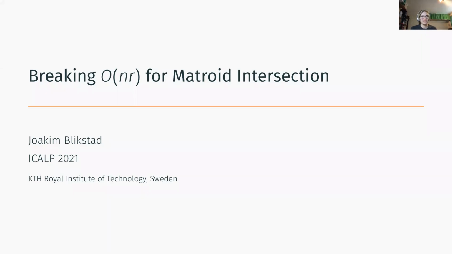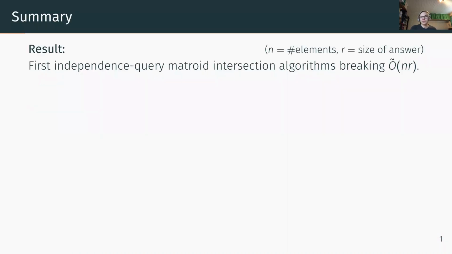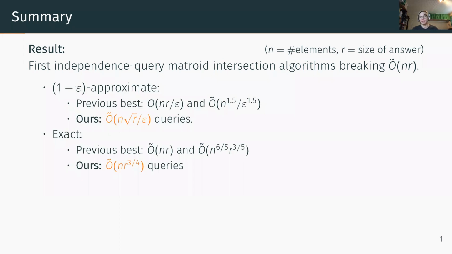Hi, today I will be telling you about my paper, breaking O(nr) for matroid intersection. So let's start by summarizing our results. We give the first independence query matroid intersection algorithms breaking the O(nr) bound, where n is the number of elements and r is the size of the answer. We do this for both the approximate case and the exact case.